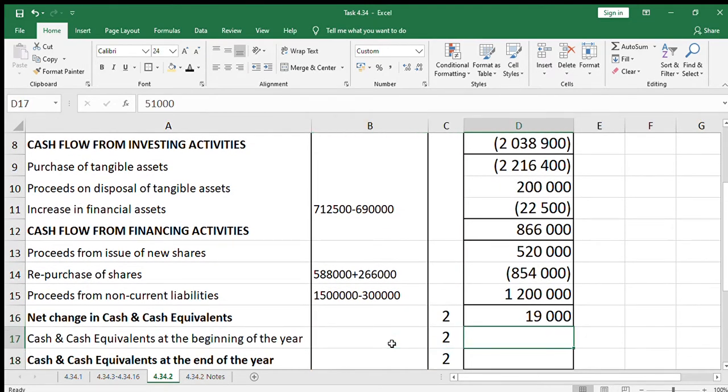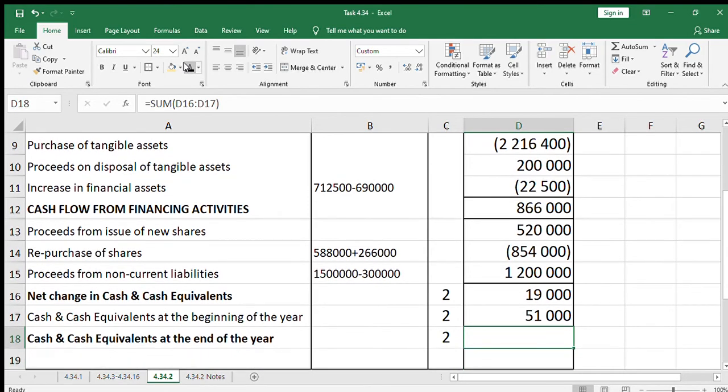The cash and cash equivalents at the beginning of the year, 51,000. 19,000 plus 51,000 gives us the cash and cash equivalents at the end of the year, 70,000. And therefore the cash flow is perfectly balanced. Okay, so that's 4.34.1 and 4.34.2.